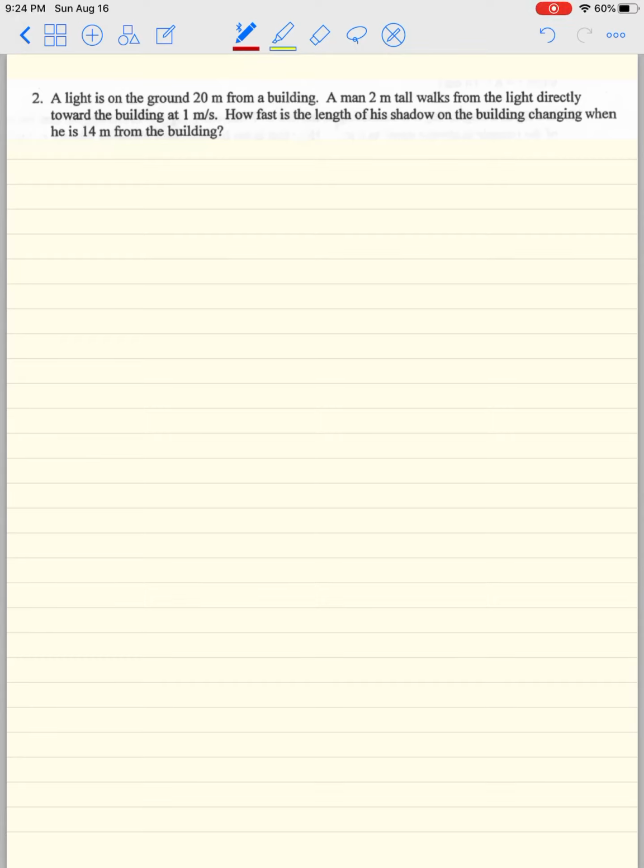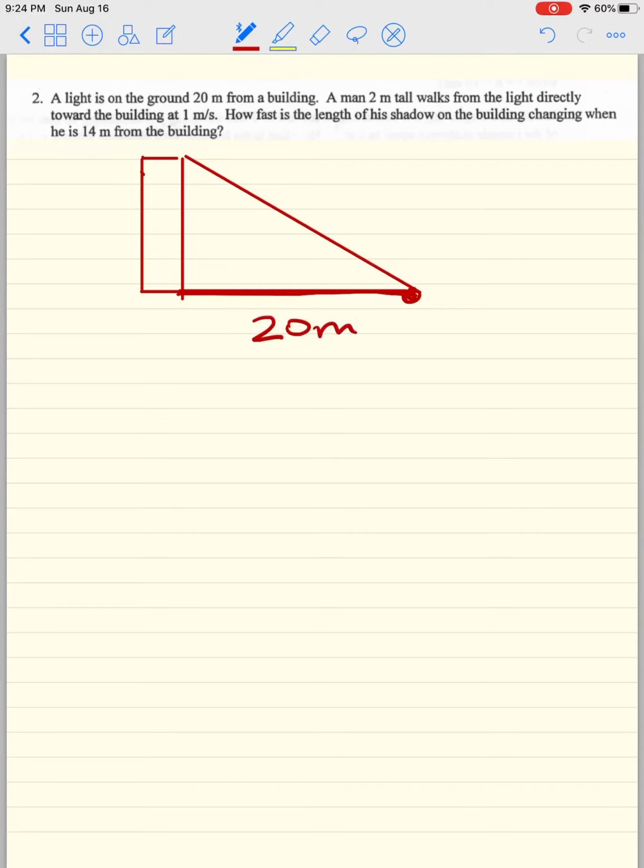It says a light is on the ground 20 meters from a building. So what I'm going to do is draw this building, okay? And then I'm going to draw that. And I'll do this here. Okay, and here's your light, and here's the building, and it says the light on the ground is 20 meters from a building, and they say a man is 2 meters tall, so that's this person here, okay, and he's walking from the light towards the building, so his direction is going to be this way here. Great.